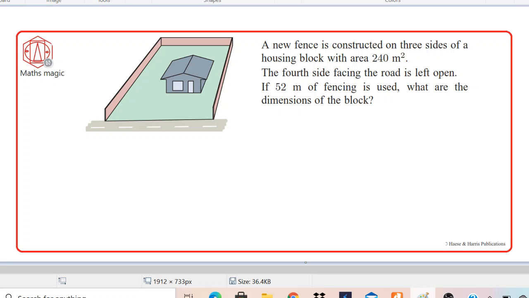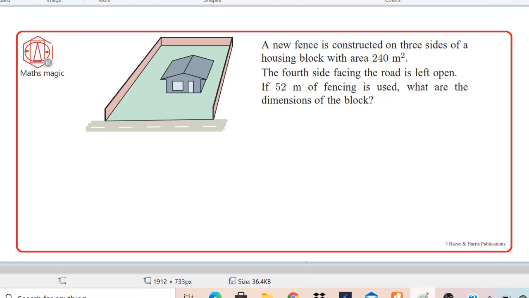Today we are going to discuss one of the important problems based on quadratic equations. The question is there on the screen. It says a new fence is constructed on 3 sides of a housing block with area 240 meters square. This housing block is basically rectangular. The fourth side facing the road is left open. If 52 meters of fencing is used, what are the dimensions of the block?